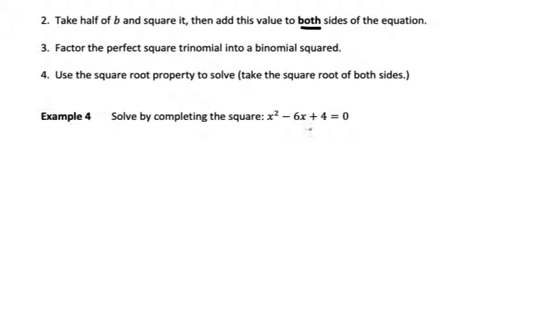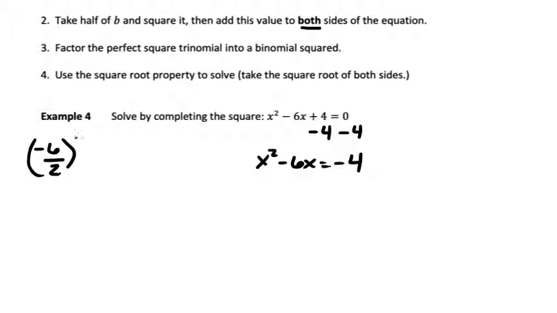So my first step is to get the x squared and x terms by themselves, so I need to move the 4 over. So subtract 4 from both sides, and that gives me x squared minus 6x equals negative 4. Now I'm going to figure out what I need to add to both sides. Take half of b and square it. So b is negative 6. Negative 6 divided by 2 is negative 3. And negative 3 squared is positive 9.